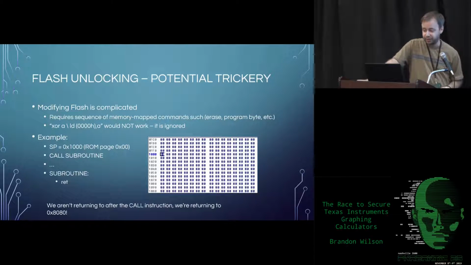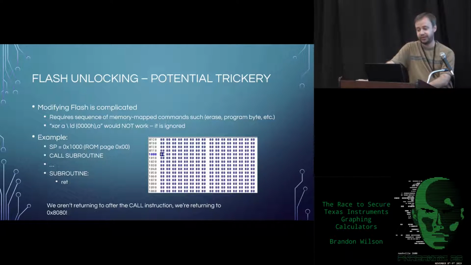So why would TI care if we point SP, the stack pointer, to an area of flash? Well, let's try it and play it out. For starters, modifying flash is complicated. It's not as simple as loading a register value to a memory address. It requires a sequence of memory mapped commands, like get chip ID, erase sector, program byte, things like that. So if we point SP to a location that's definitely in ROM, such as 1000, which is deep in ROM page 0, first bank, and then we jump into some code that unlocks flash and calls some sort of subroutine, something interesting will happen.